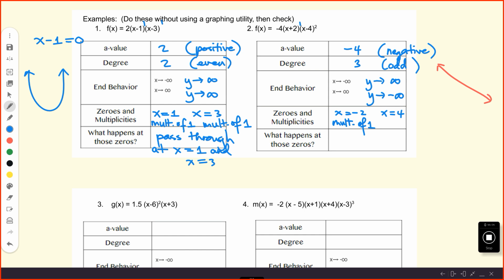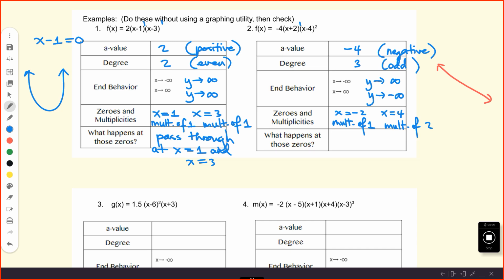Why is it negative 2 and not positive? Because we solve for x. This is the factored form. When you write this as a zero or solution, we just subtract 2 on both sides. That's why it's negative 2. And then x equals 4. What is the multiplicity? 2.